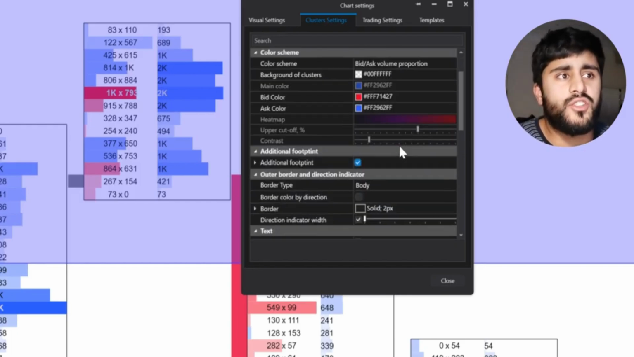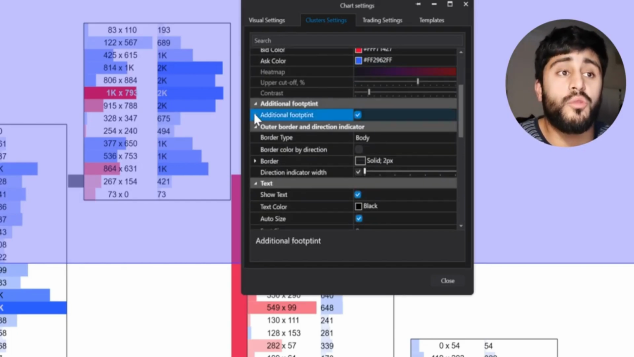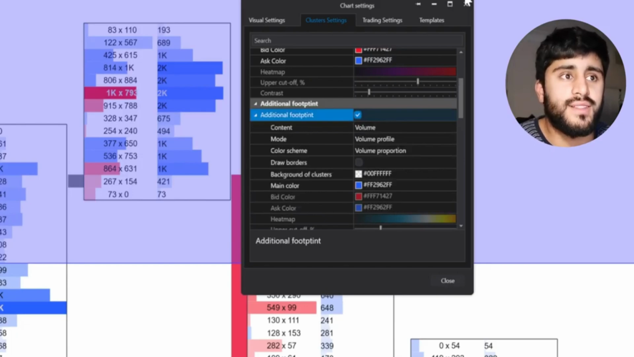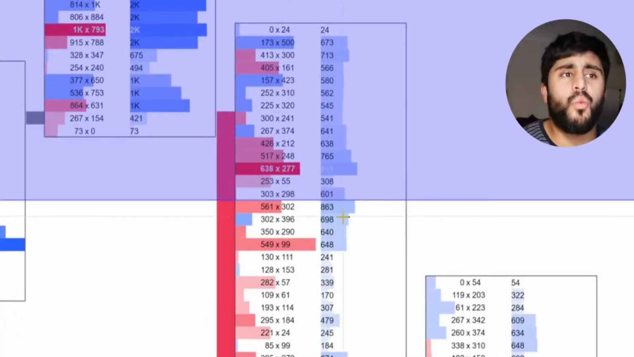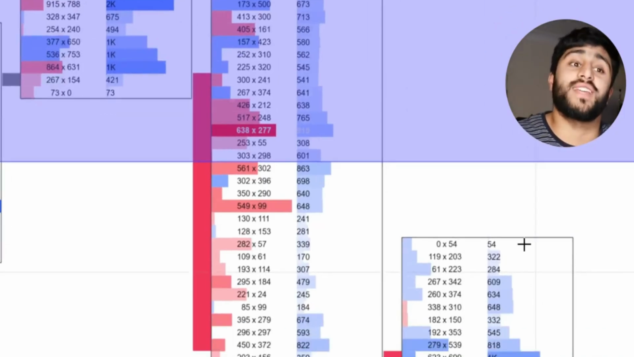And we're also using an additional footprint chart, volume, right? The volume profile. The volume profile is the second row, which essentially tells you the bid plus the ask. And it tells you where most of the market transactions are happening, right?